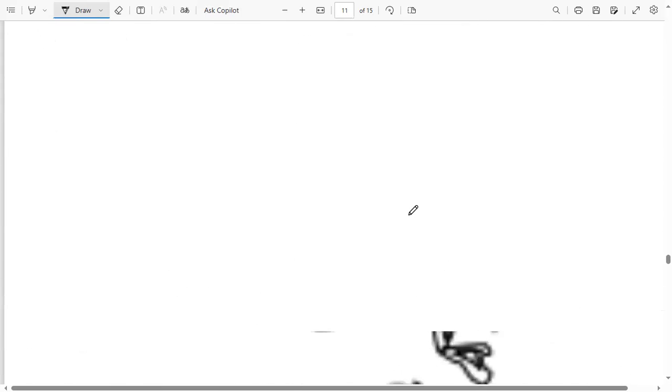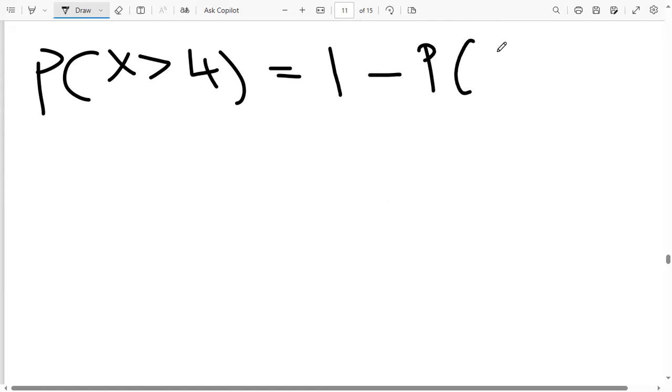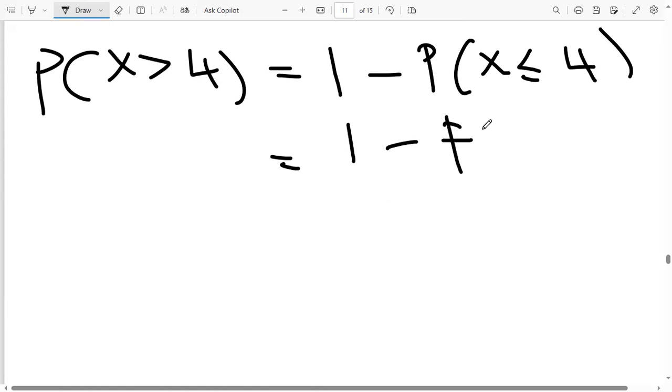All right. Then the other question was to find the probability that the weight of the baby is greater than 4. So I said, whenever you have a greater than here, you always have to change it to a less than. So this will be 1 minus the probability of X being less than or equal to 4. And then from here, 1 minus this one here, it will just give us F of 4.